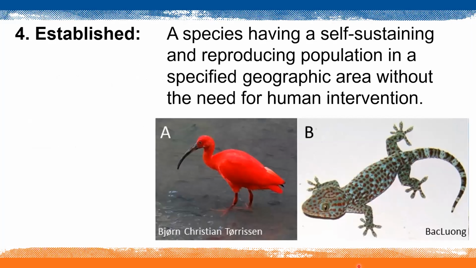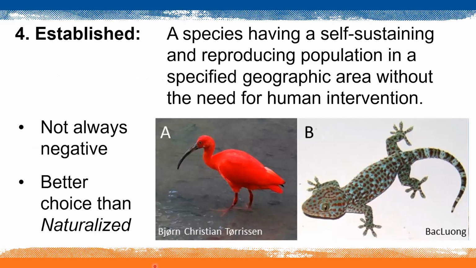Now the next term is established. This is a species that has a self-sustaining and reproducing population, again, in a specified geographic area, and there is no need for human intervention. They're doing fine on their own. Here are just two of them, the tokay gecko and the scarlet ibis. I want to illustrate that these things don't always have to have a negative impact to be established, right? We have lots of established species that aren't having environmental or economic harm of any kind. Of course, we can argue that about these two species, but nonetheless, there's plenty that are not.